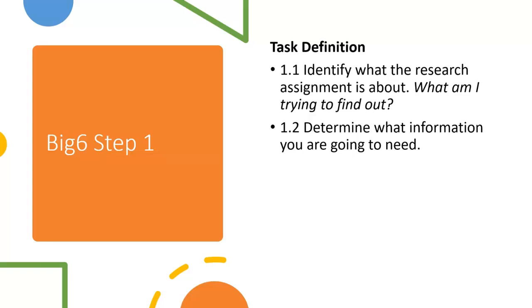So let's get into the Big 6 steps. The first step is task definition. This is where you identify what the research assignment is about and you determine what information you're going to need. So you ask yourself questions like, what am I trying to find out?